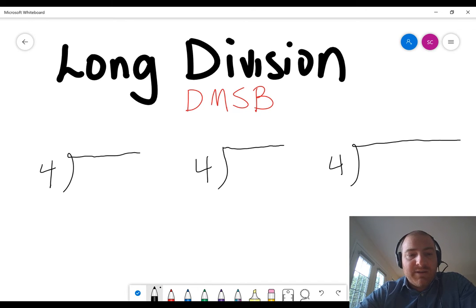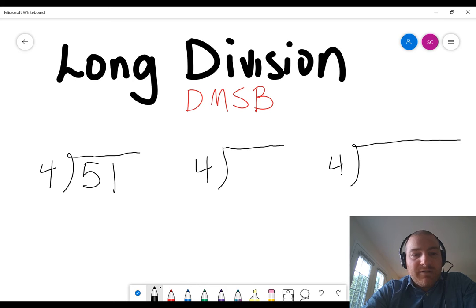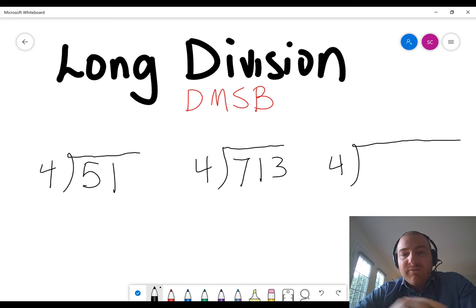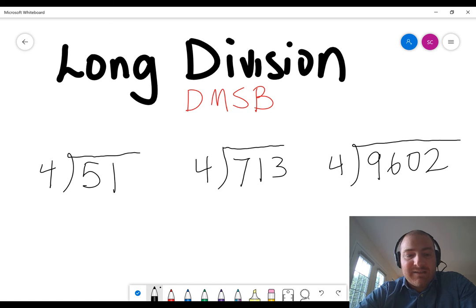So we're going to give you three examples here. We're going to give you 4 into 51, so 2 digits, 4 into 713, 3 digits, and 4 into 9,602, so 4 digits. Regardless of how many digits there are, the steps are exactly the same. So let's get to our first problem here. We have 4 into 51.